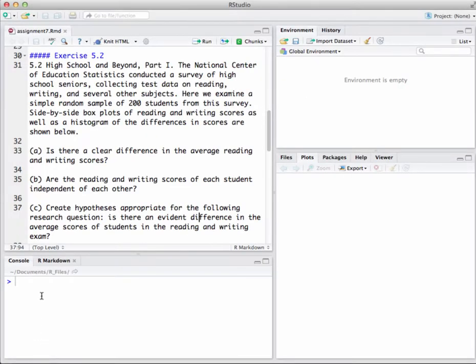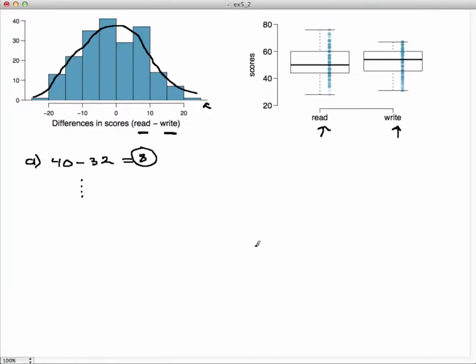So back in RStudio, it says, is there a clear difference in the average reading and writing scores? Well, I'm assuming they want us to base that on the information that's given here. And not really. If you look at the reading and the writing scores in terms of their box plots, there's a slight increase in the writing score over the reading score, but this distance between the medians, which we're assuming are roughly representative of the means since these distributions don't look horribly skewed. Remember, the mean and the median are about the same in a symmetric distribution. So even though those black lines represent the medians, they're probably not too far from the means.